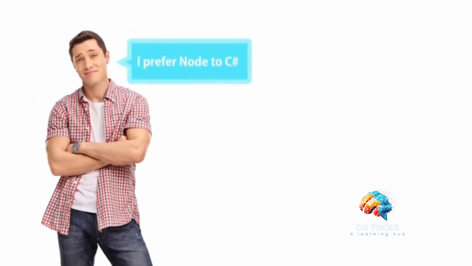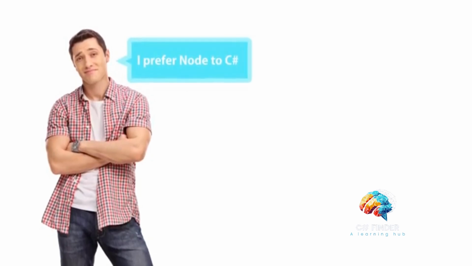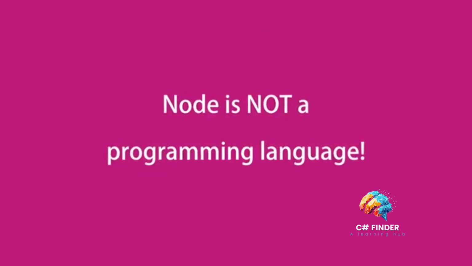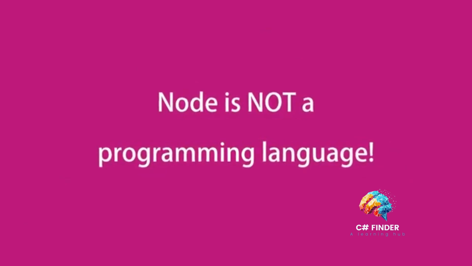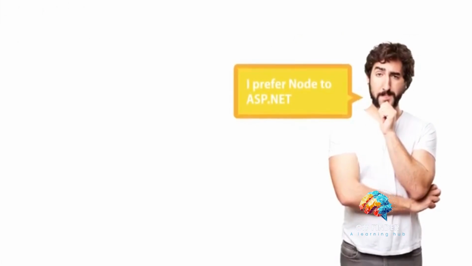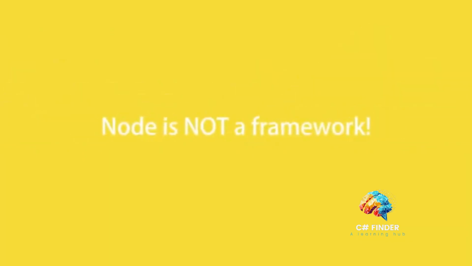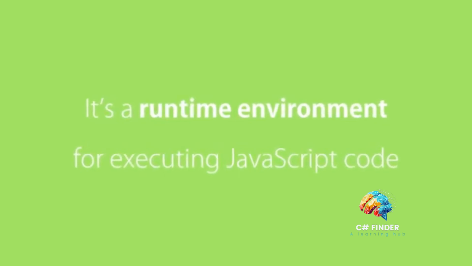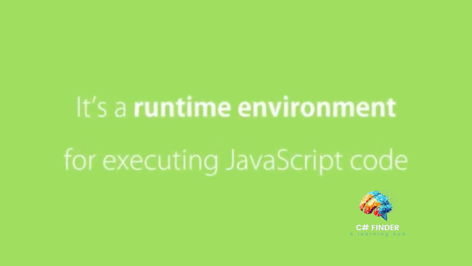Now, I've seen people comparing Node to C# or Ruby or some other programming languages. But these comparisons are fundamentally wrong because Node is not a programming language. It's like comparing a car with an apple. By the same token, Node should not be compared with frameworks such as ASP.NET or Rails or Django and so on. These are frameworks for building web applications. Node is not a framework. It's a runtime environment for executing JavaScript code. Next, we're going to look at how Node works.